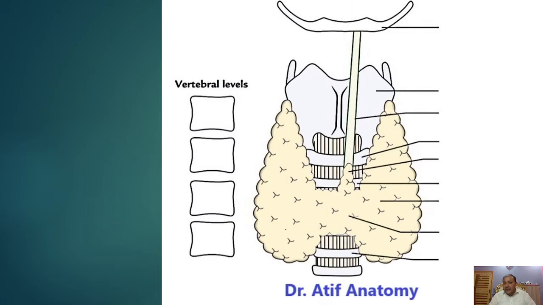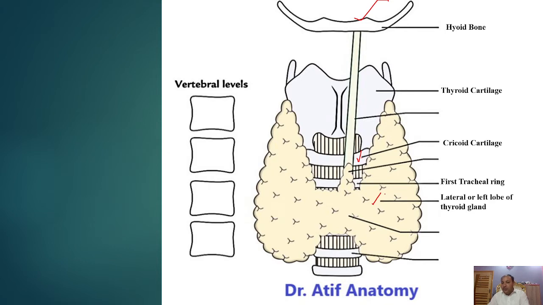Then we have another diagram. This one is called the hyoid bone. Below the hyoid bone, we have an important structure. This is called the thyroid cartilage of the larynx. Below the thyroid cartilage is the cricoid cartilage of the larynx, and below the cricoid cartilage, we know that there is a tracheal ring. There is a first tracheal ring, and this is the lateral or left lobe of the thyroid gland, and between the lobes of the thyroid gland is the isthmus of the thyroid gland, and below is the fifth tracheal ring.